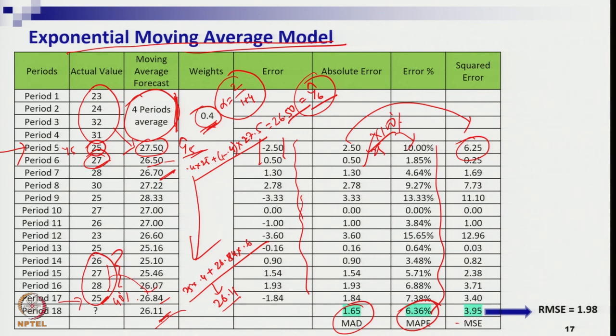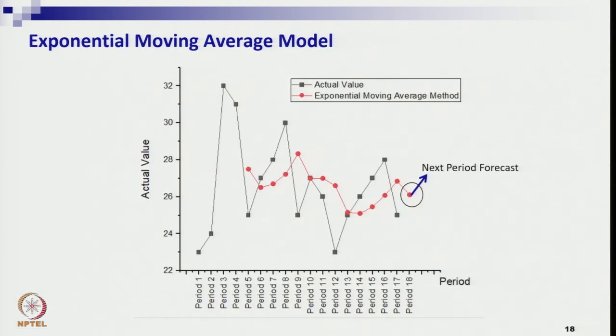And then if you take the average of them, how many errors? 13 points are there, I think: 1, 2, 3, 4, 5, 6, 7, 8, 9, 10, 11, 12, 13. So if you take the average of the square of the error, you will get the mean square error. And if you take the square root of it, you will get the RMSE. So this is the exponential moving average, and if you want to see the graph of it, you can see the graph of them also.